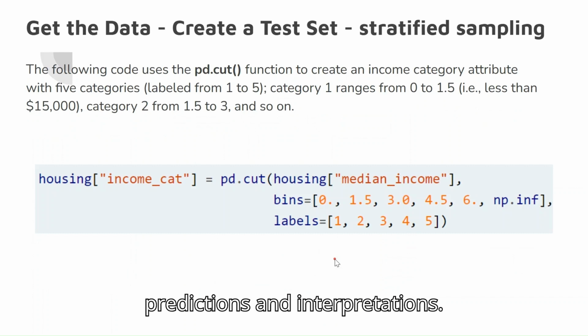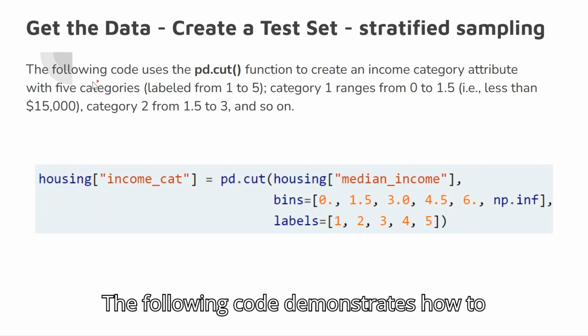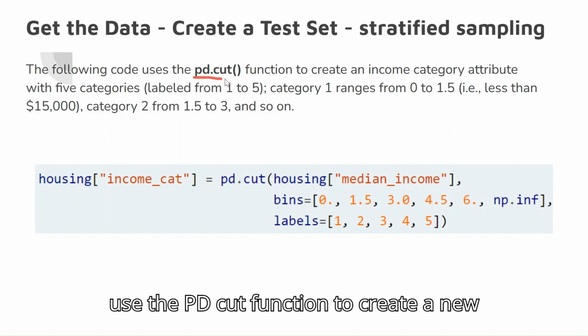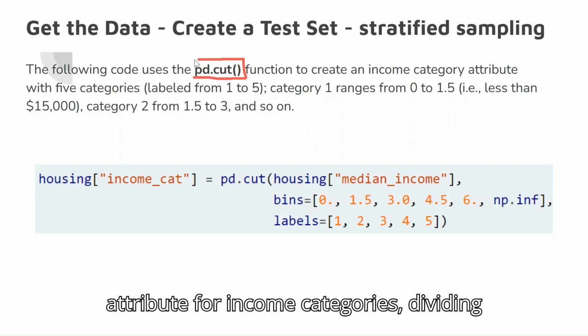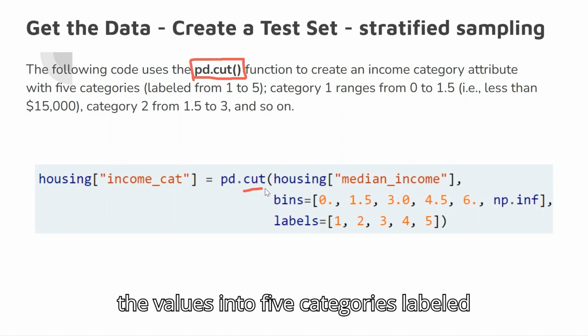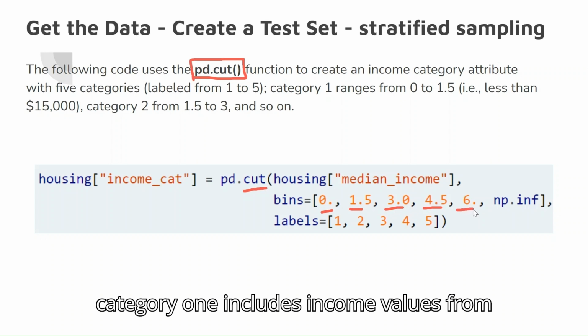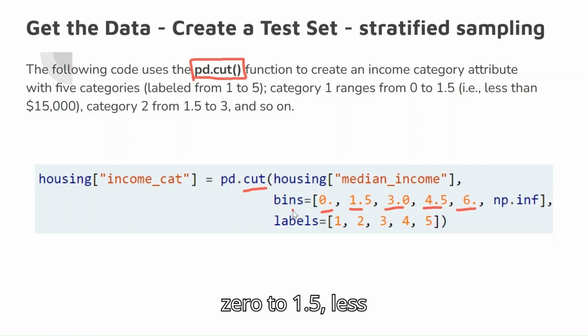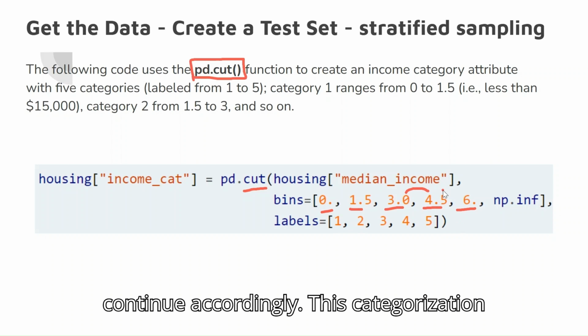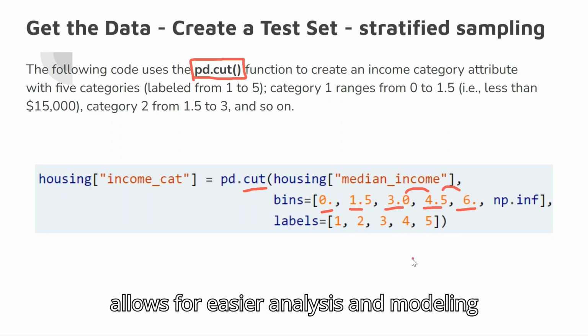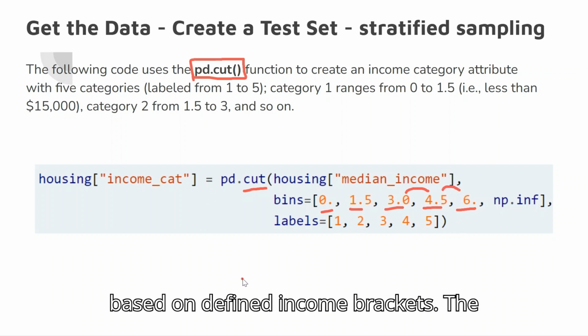predictions and interpretations. The following code demonstrates how to use the pd.cut function to create a new attribute for income categories, dividing the values into 5 categories labeled from 1 to 5. In this example, Category 1 includes income values from 0 to 1.5, less than $15,000. Category 2 ranges from 1.5 to 3. Categories 3, 4, and 5 continue accordingly. This categorization allows for easier analysis and modeling based on defined income brackets.